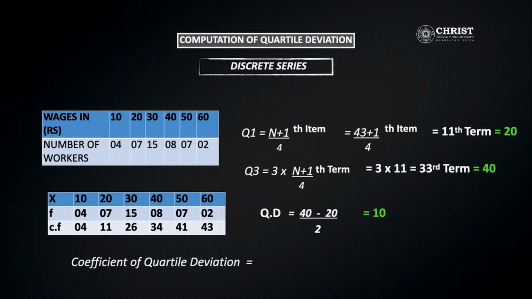Coefficient of quartile deviation is Q3 minus Q1 divided by Q3 plus Q1. That is 40 minus 20 divided by 40 plus 20, that is 0.33. Now we have to calculate for the continuous series. The formulas are the same for individual observations, discrete series and continuous series. So now we will see the problem.